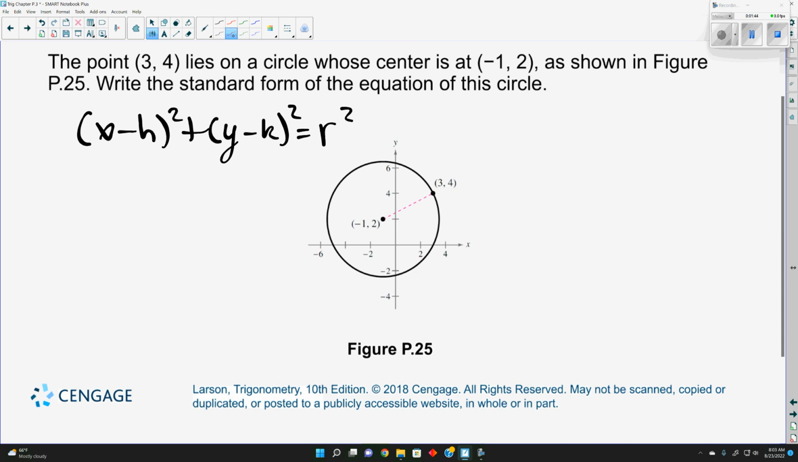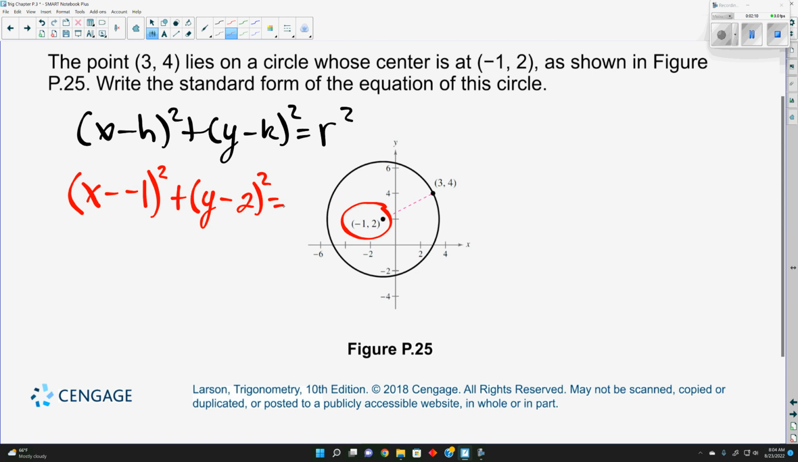Now what we do know is the center. The center is negative 1, 2. So we can fill that information in. So we can say x minus negative 1 squared plus y minus 2 squared. We just fill the x value of the center in next to x and the y value of the center in with the y. Pretty straightforward so far.